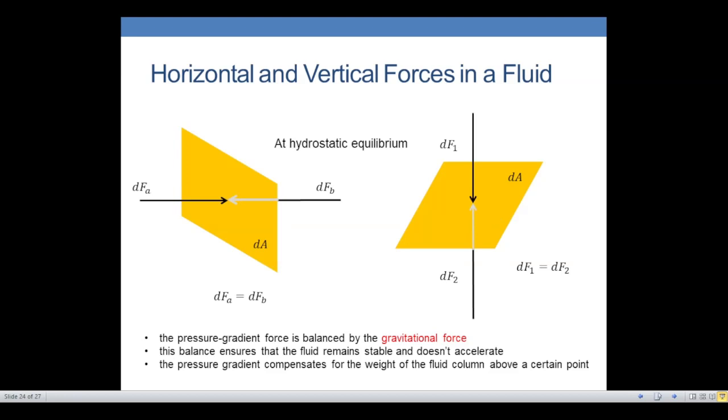Okay? So, the pressure gradient force is balanced by the gravitational force. That's what I've mentioned a while ago. And this balance ensures that the fluid remains stable and doesn't accelerate. And the pressure gradient compensates for the weight of the fluid column above the certain point.